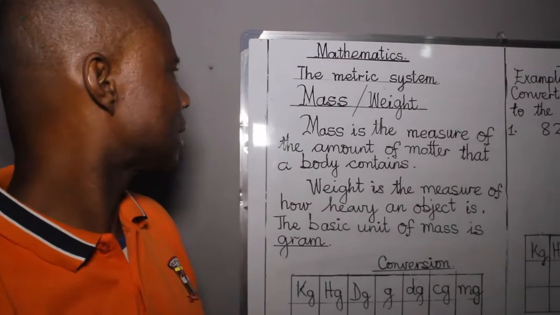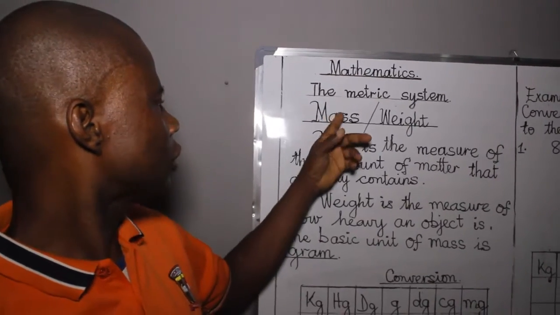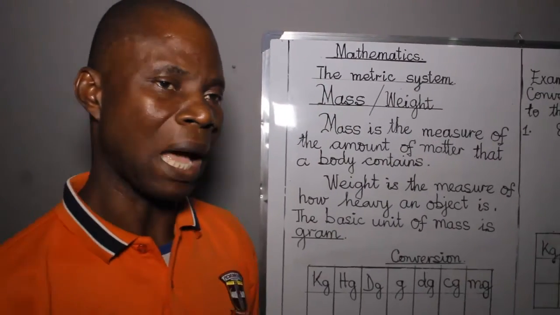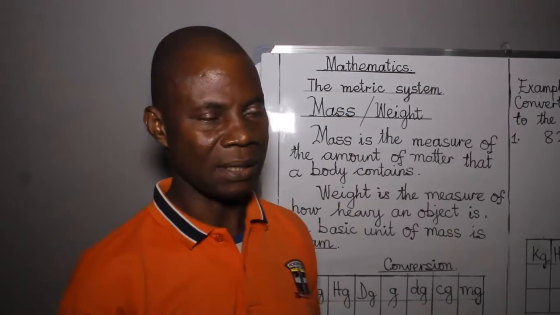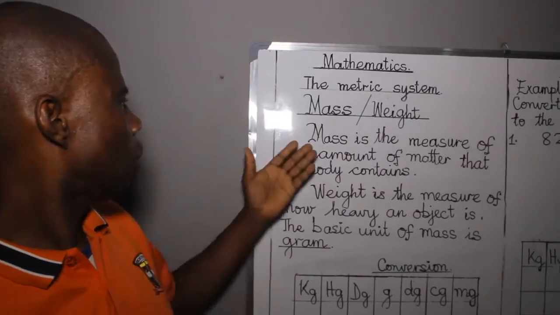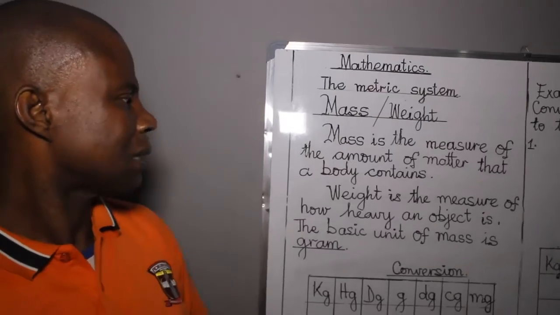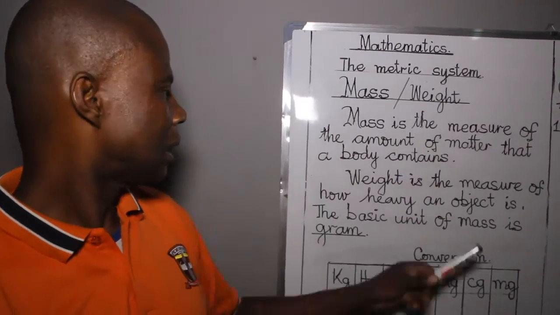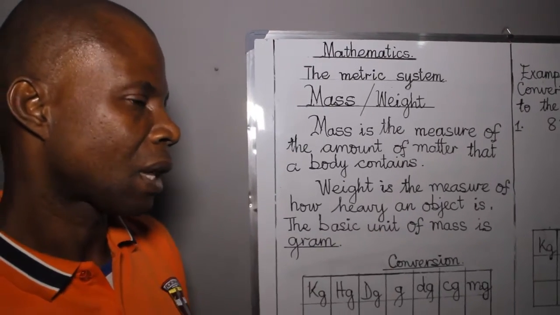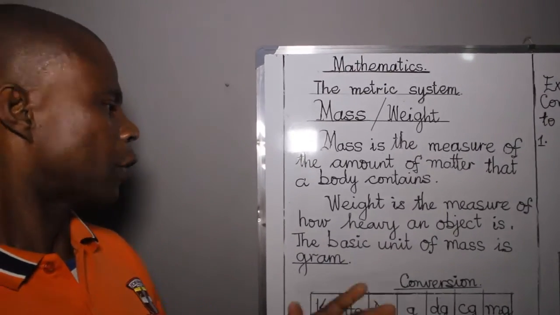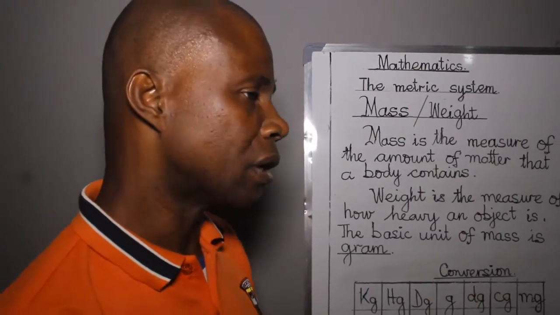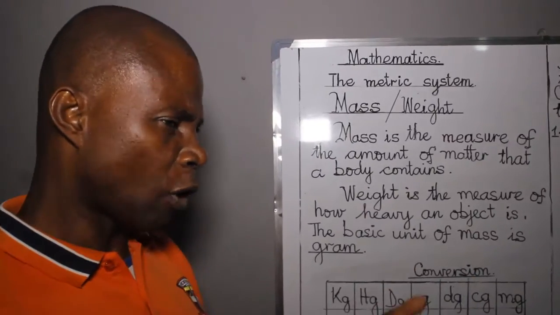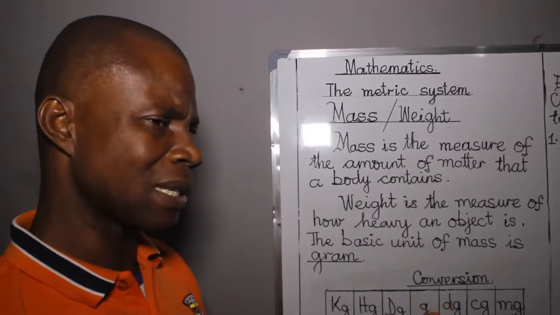Today we're going to look at the continuation of the metric system, and that one has to do with mass and weight. What is mass? Mass is the measure of the amount of matter that a body contains. For instance, we have a piece of stone. The particles that come together to form that stone are referred to as its mass.